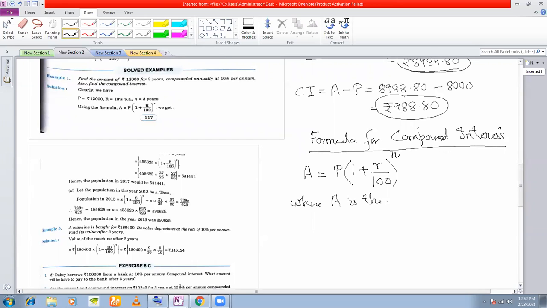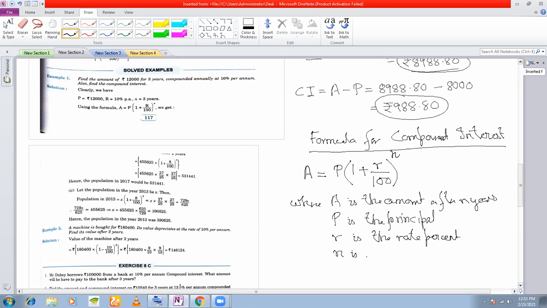Okay, so let's write here where A is the amount after n years, P is the principal, R is the rate percent, and N is the time in years.